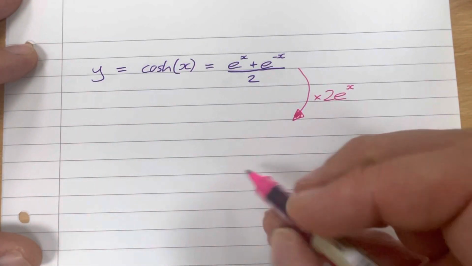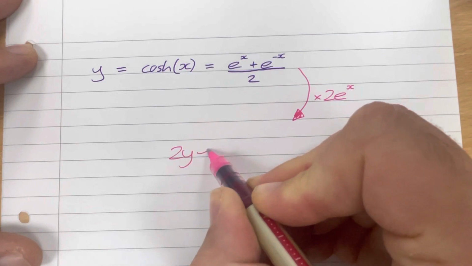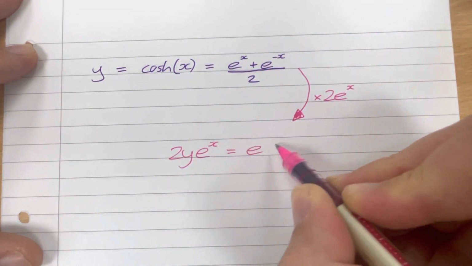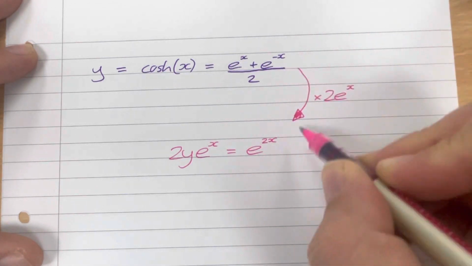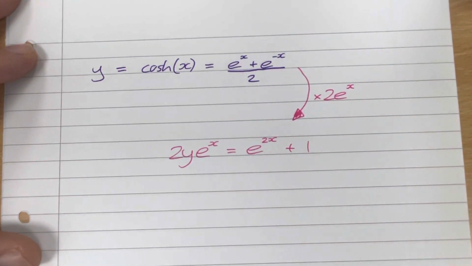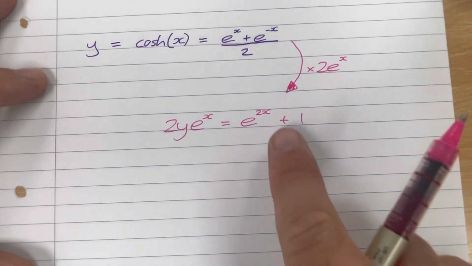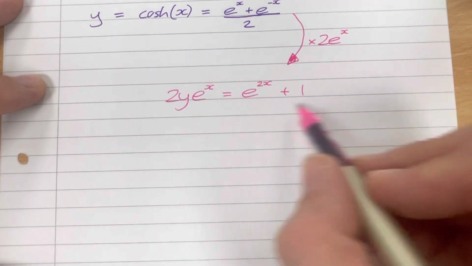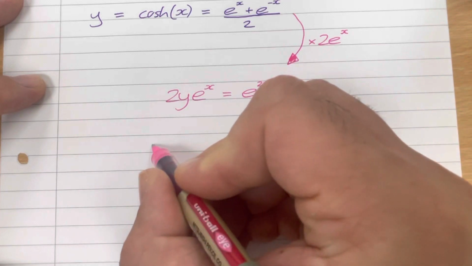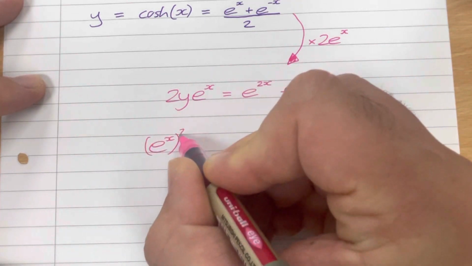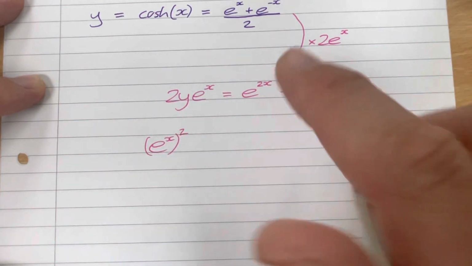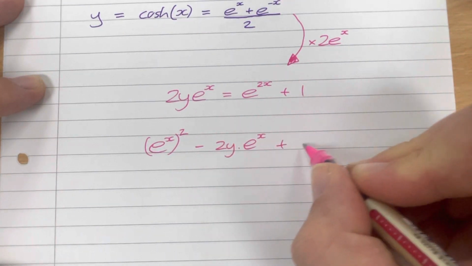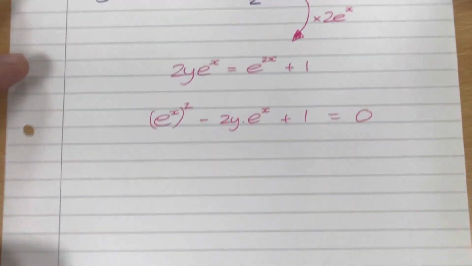So the left-hand side is then going to become 2y times e to the x. The 2 cancels, I'm left with e to the 2x there, and then that's just plus 1. So a very similar equation to what we had before, except we've got a plus 1 here instead of a minus. This is a quadratic equation in e to the x, so we're going to get e to the x squared, which is that term. Subtract that across, so that's minus 2y times e to the x, and then we've got plus 1. That's going to all equal 0.